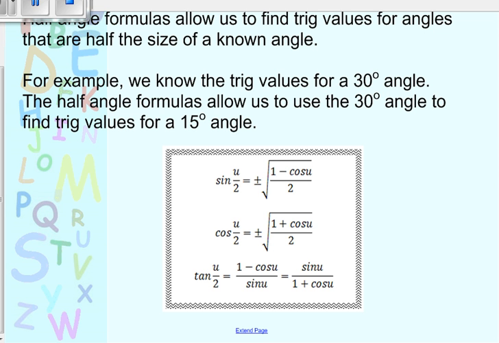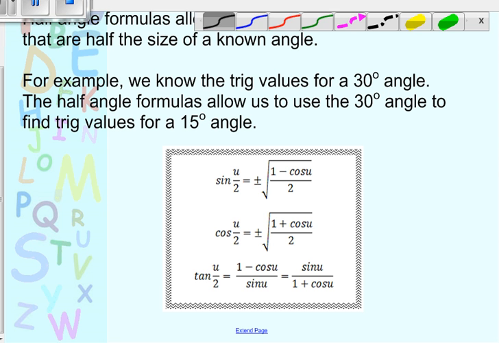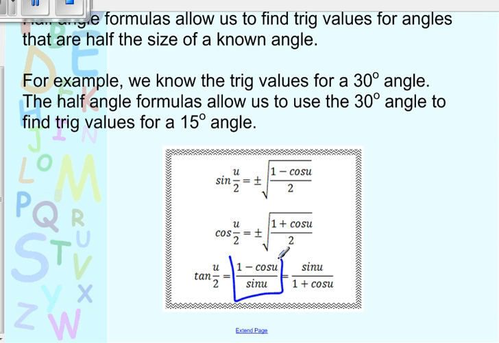And then tangent is going to be 1 minus cosine u divided by sine, or sine over 1 plus cosine u. The first one is a lot easier to use because you're going to have the conjugate show up less than that one, because you're not going to have something plus some sort of square root in the bottom, where the second one there you would have to indeed use the conjugate most of the time. So I would strongly suggest using the first one more than using the second one.